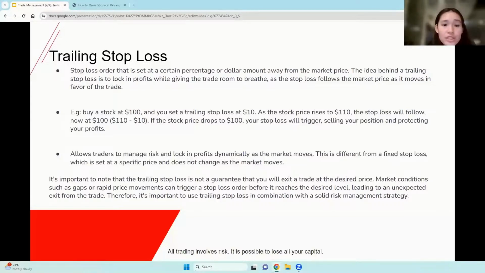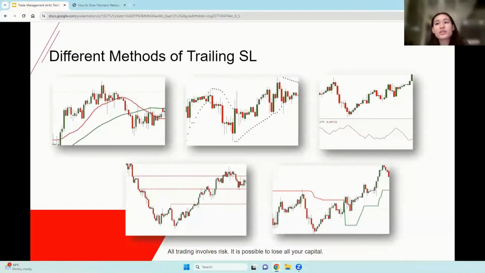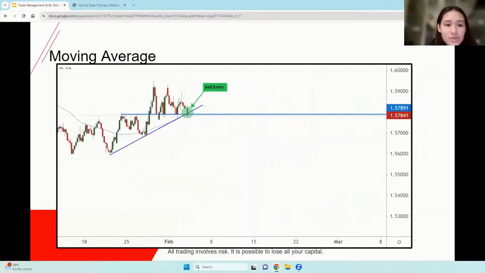Okay, so here are the different methods of a trailing stop loss. You can see we have moving averages, chandelier, parabolic SAR, ATR, so on and so forth. Okay, even support and resistance levels and a combination of these methods. So let's go through our first example, which is the moving average.